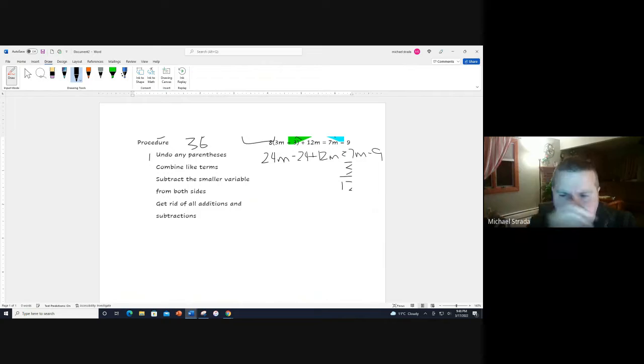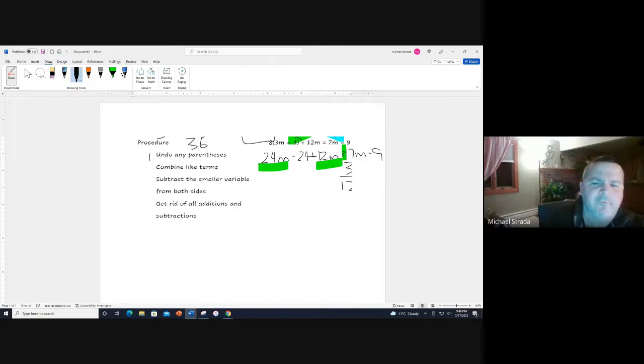Next thing is to combine like terms. That would be variables on the same side of the equal sign. You can put together from previous studies, 24m plus 12m gives me 36m minus 24 equals what's left, which is the 7m minus 9.